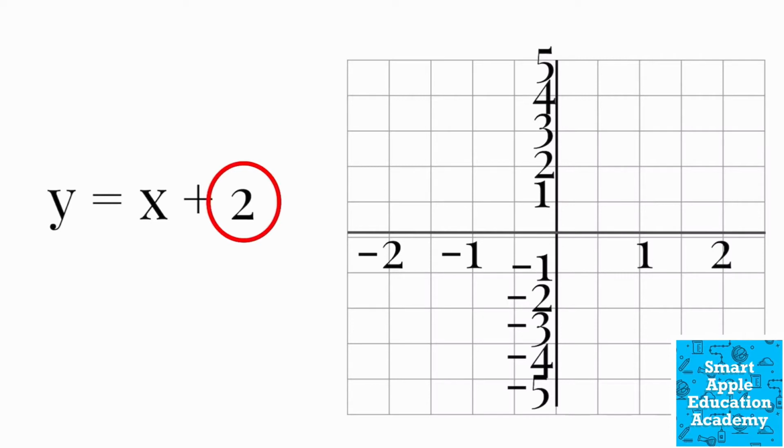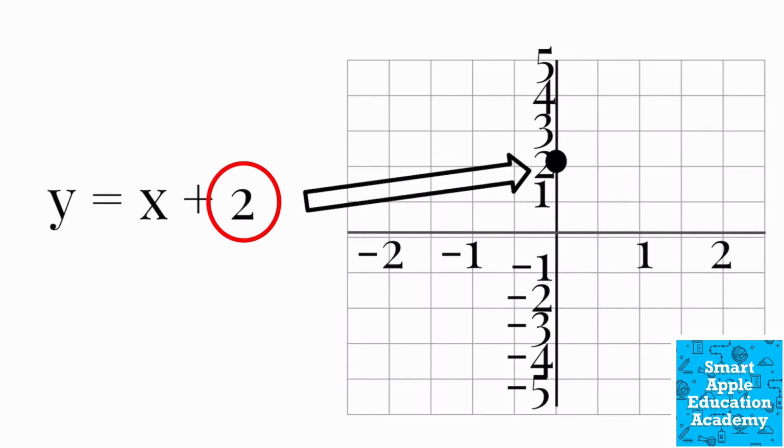Let's graph the point (0, 2) on the graph. As you can see, a point is now plotted at (0, 2). Now let's find another point. So how are we going to do that? Well, let's find the slope. What is the slope in this equation?